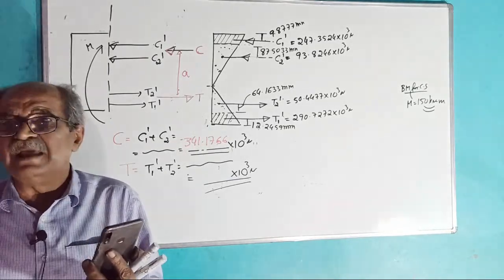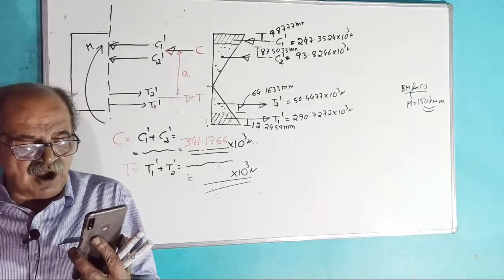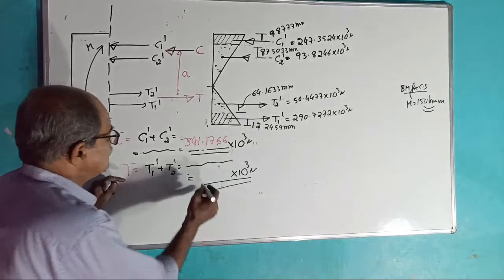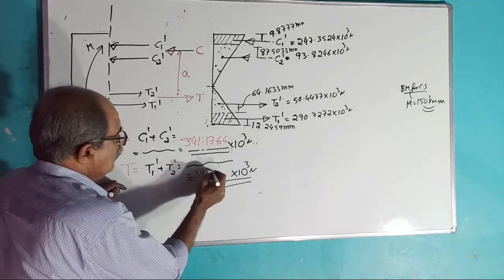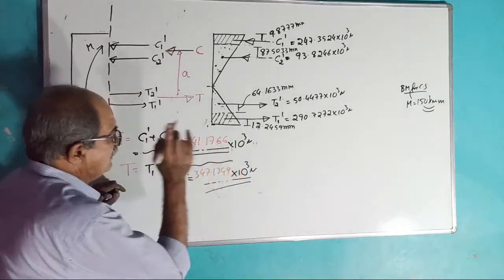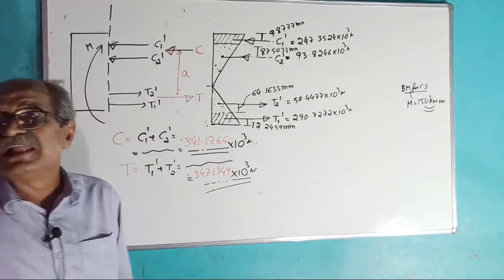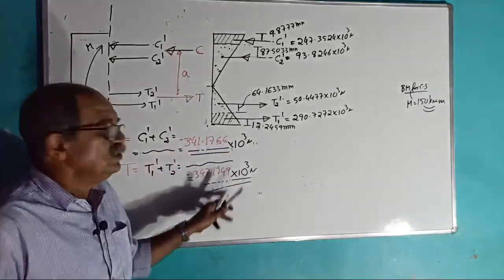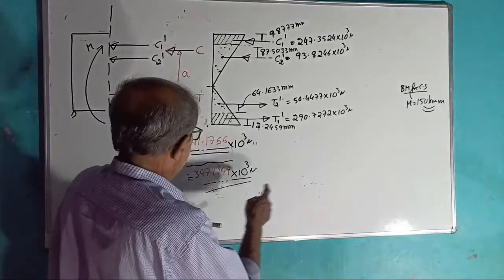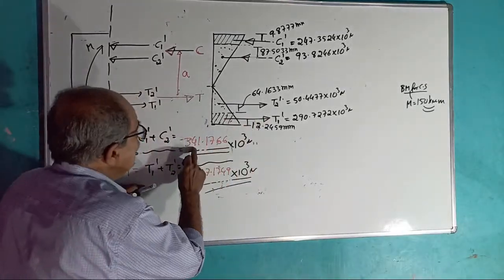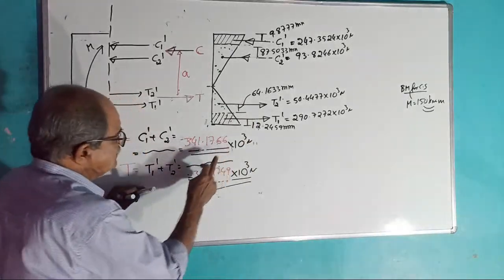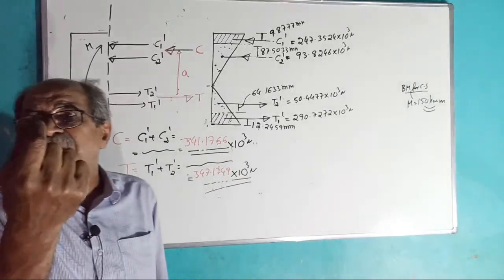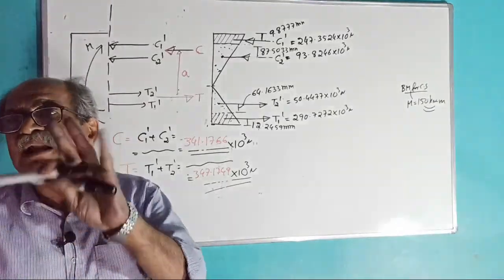You are wasting time. 341.1749. Okay. Now you can see a slight difference in the answer. Anybody can tell me why? Don't give wrong values. 341.1766 and 347.1749. A slight difference came. Tell the reason for the difference.